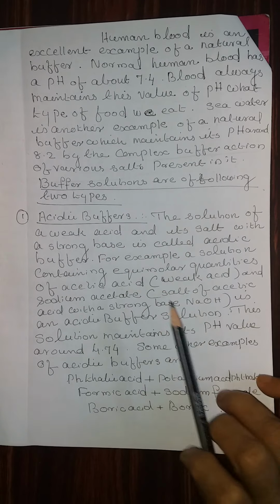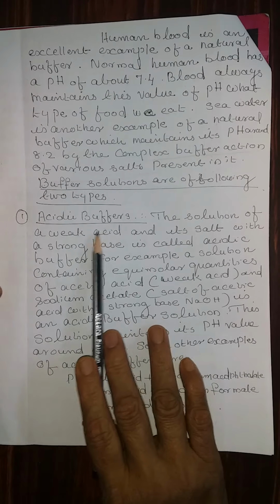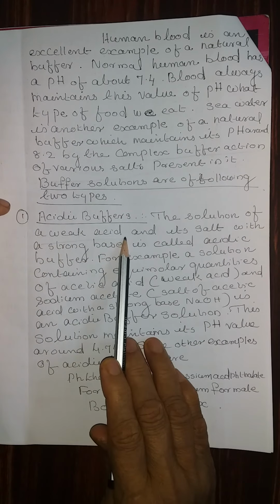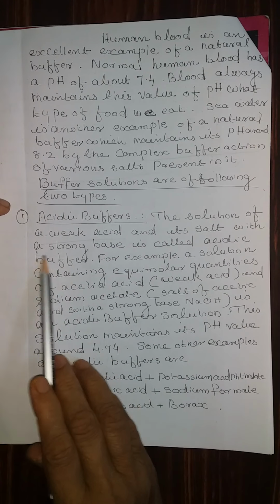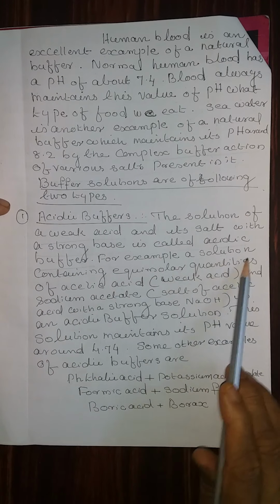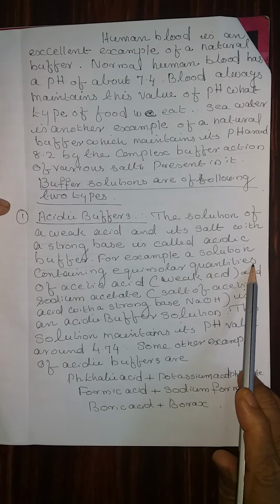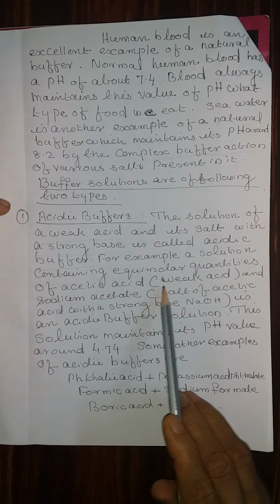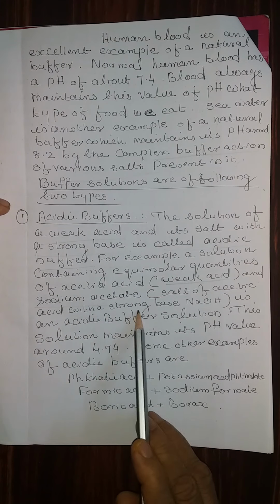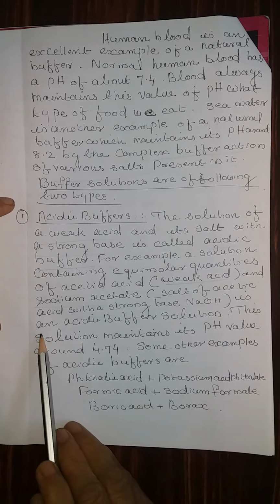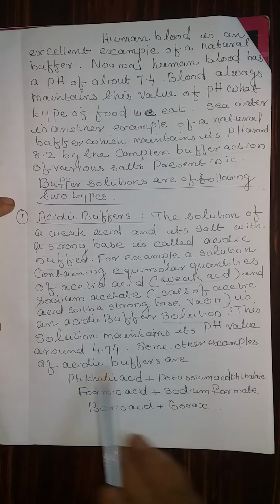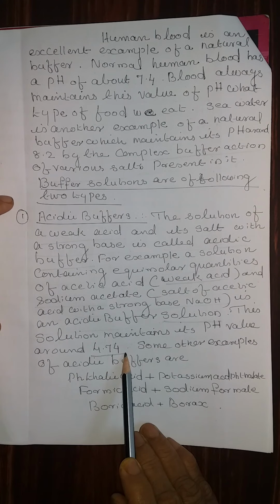Buffer solutions are of the following two types. 1. Acidic buffers. The solution of a weak acid and its salt with a strong base is called an acidic buffer. For example, a solution containing equimolar quantities of acetic acid, a weak acid, and sodium acetate, the salt of acetic acid with a strong base NaOH, is an acidic buffer solution. This solution maintains its pH value around 4.74.